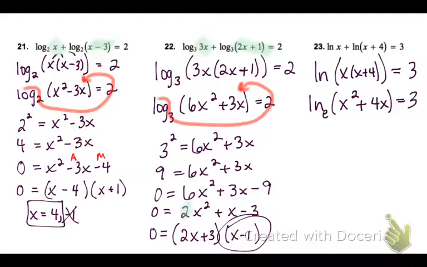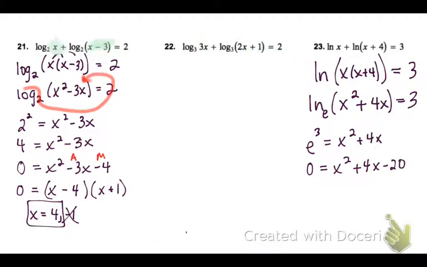Remember that ln is just base e, so I'm going to have e to the third power equals x squared plus 4x. If you put e to the third in your calculator, you get approximately 20, so we're going to go with 20 on this problem. Subtract the 20 over, and now we have a quadratic to factor.